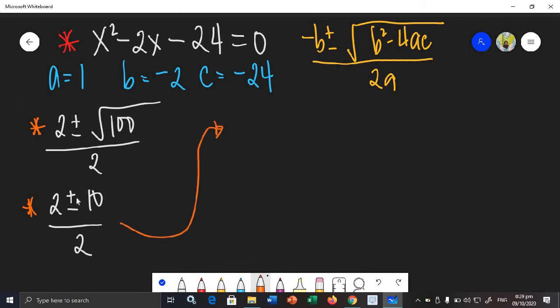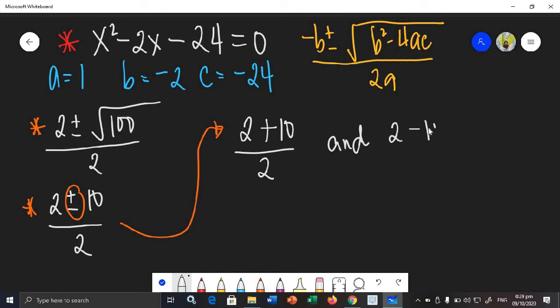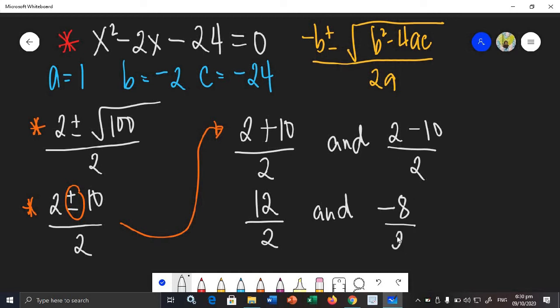So dito, ang mangyayari, we will separate the signs, okay? Para may dalawa tayong roots. Dalawang roots ang kailangan natin. So 2 plus 10 over 2 and 2 minus 10 over 2. So 2 plus 10, that is 12 over 2 and 2 minus 10, this is negative 8 over 2.